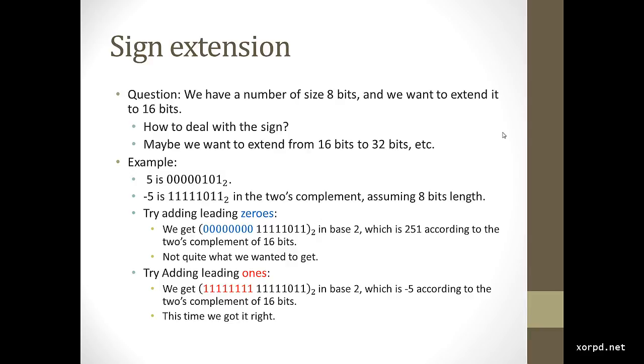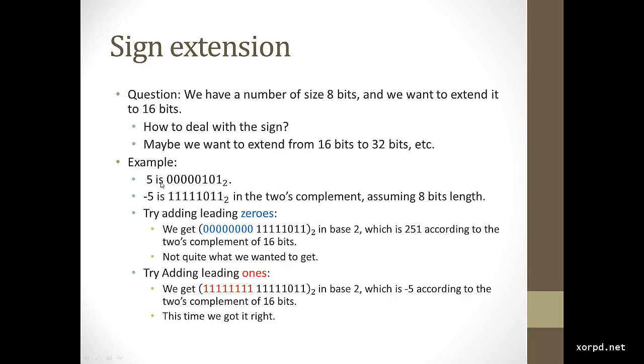So how can we extend this number of size 8 bits, which is signed, to a number of 16 bits, which is signed, so that the value of the original number will move to the extended number? We also might want to extend from 16 bits to 32 bits or some other kinds of extension. We might want to extend 8 bits to 32 bits and so on. Let's look at an example.